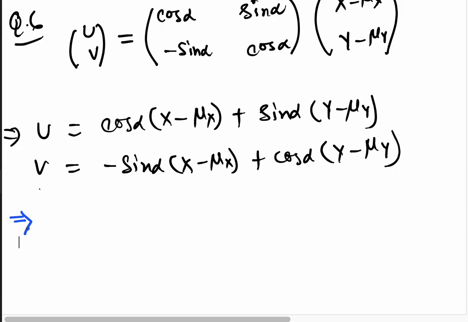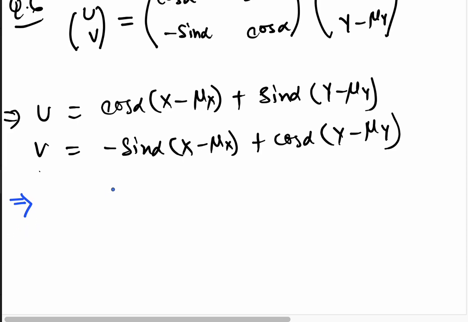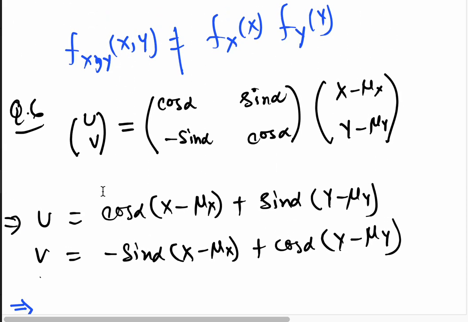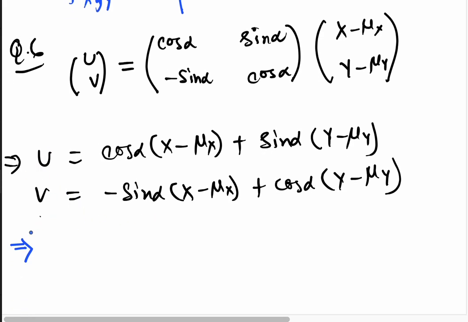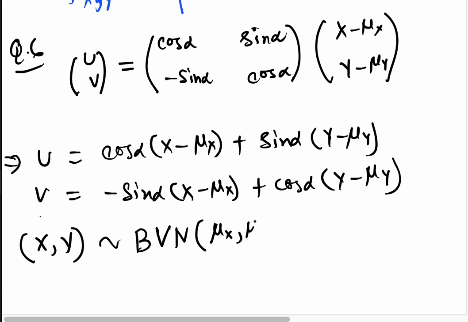For independence, another thing is required which I missed here: x and y are bivariate normal distribution with parameters mu x, mu y, sigma x, sigma y, rho.